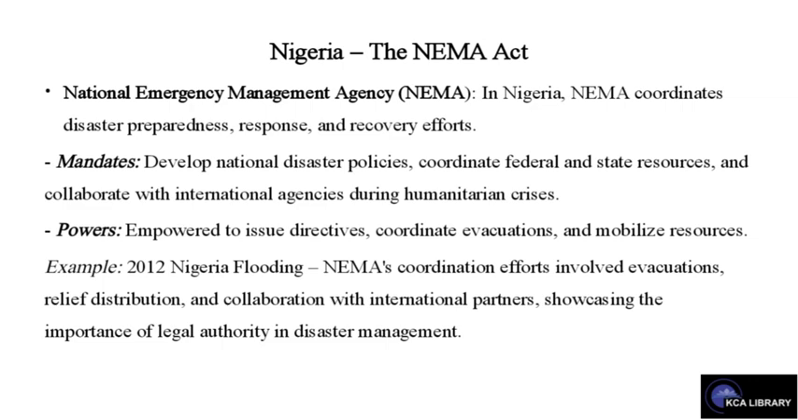Now, let's look at Nigeria. For Nigeria, we have the NEMA Act. NEMA is the National Emergency Management Agency. It coordinates disaster preparedness, response, and recovery efforts in Nigeria. Now, the mandate is to develop national disaster policies, coordinate federal and state resources, and collaborate with international agencies during humanitarian crises. Now, what are some of the powers of NEMA? It is empowered to issue directives, coordinate evacuations, and mobilize resources. An example was the 2012 Nigeria flooding, where NEMA coordination efforts involved evacuations, relief distribution, and collaboration with international partners, showcasing the importance of legal authorities in disaster management.